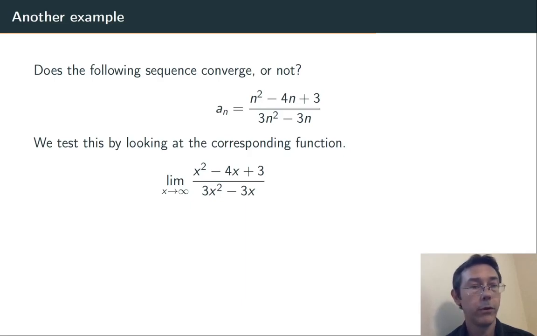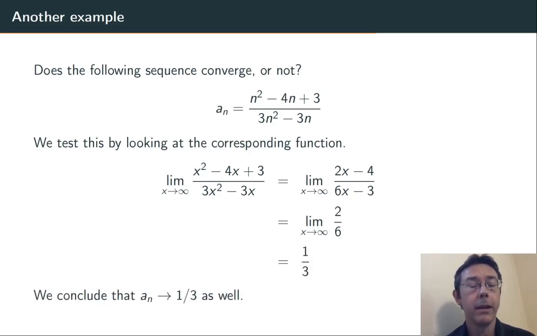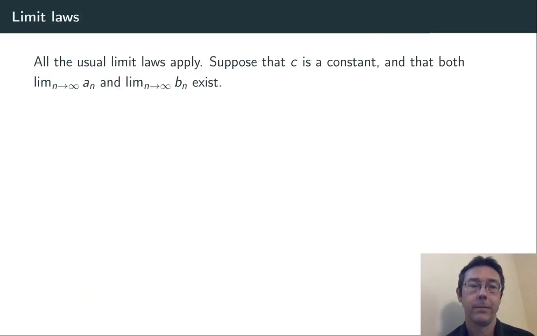We can do this, for example, using L'Hopital's rule. This is an infinity over infinity form. We get 2x minus 4 over 6x minus 3, another infinity over infinity form. L'Hopital's rule again, differentiate the top and bottom, and we just get 1/3. So we conclude that the limit as n goes to infinity of a_n is 1/3.